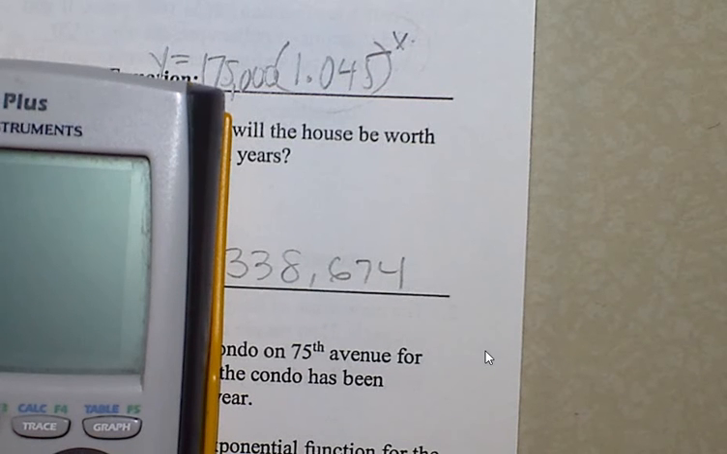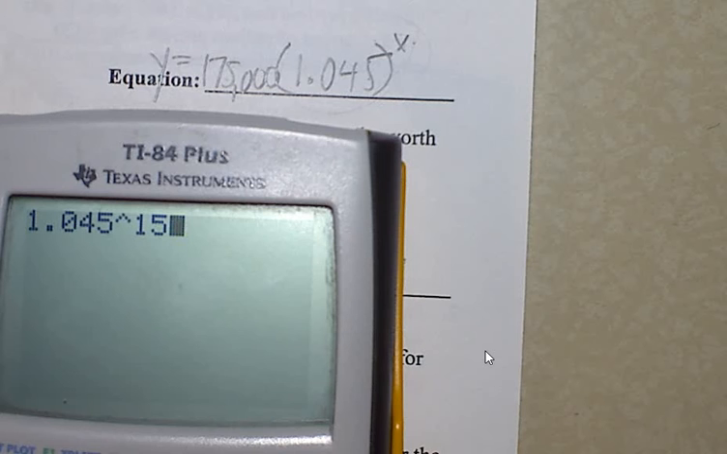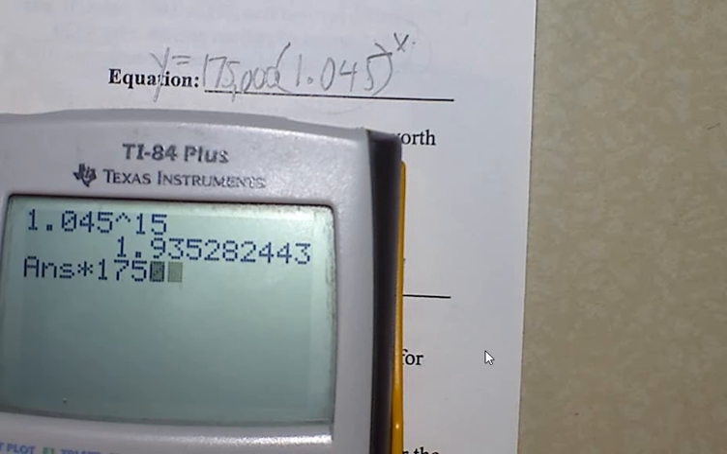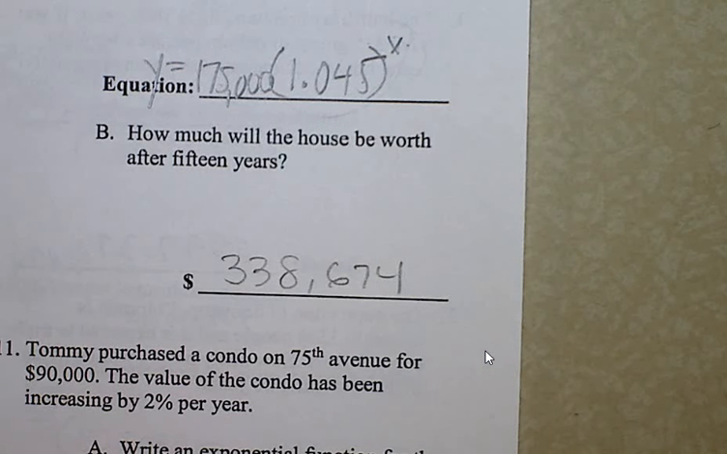1.045 raised to the 15. Then take it times the original amount. And there you go. Okay? Remember, the table rounds for you. So this is the exact amount. Okay, we're going to add this in to make this a little more difficult.